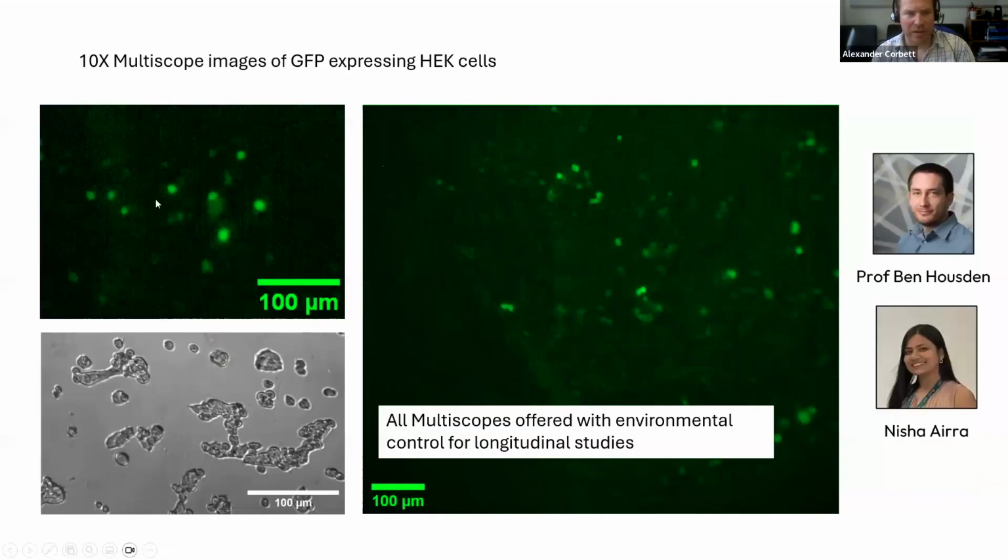Okay, we can do cells as well. So this is looking at cellular level fluorescence. Beads are easy. It's harder to image fluorescence in cells. Here we've got a study with Ben Houston and Nisha Era, and we're looking at this variable expression of this GFP reporter across these cells. This is the phase contrast version of a similar field of view, and we can just see cell-to-cell variations in this fluorescence brightness.